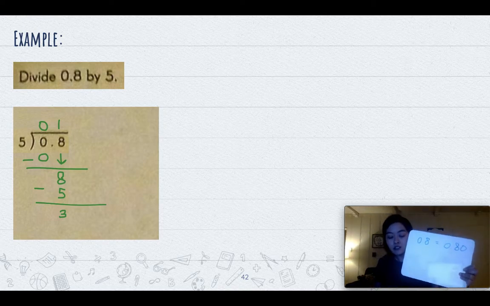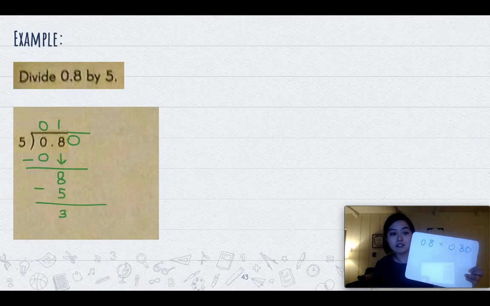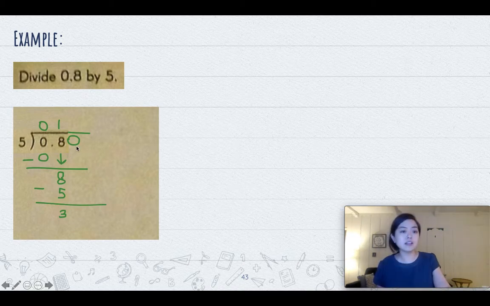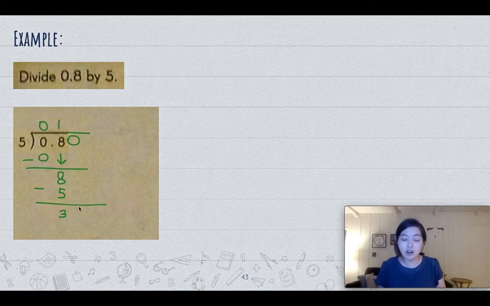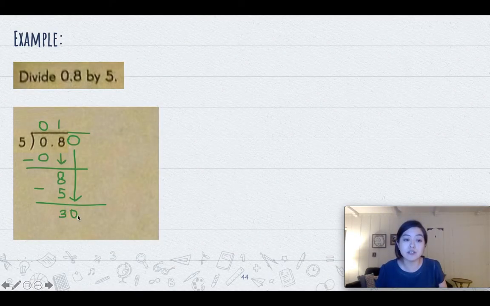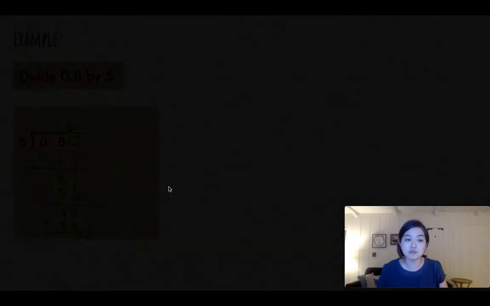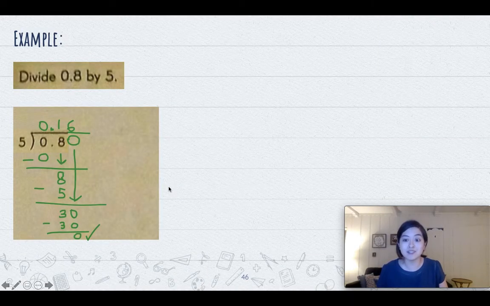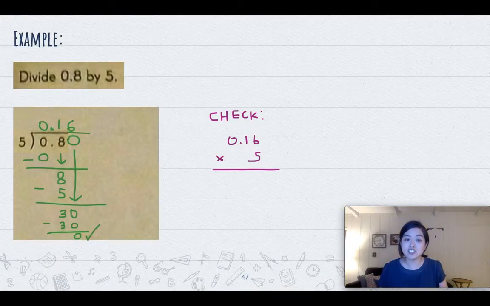Okay, so I'm going to attach another 0 here at the end. And then I'm going to drop the 0 all the way down here. So 3 becomes a 30. Now 5 times what gets you 30? It's 6. 5 times 6 is 30. So let's do 30, take away 30, and that's 0. But I'm not done because I have to put my decimal point right there. Now I'm done.